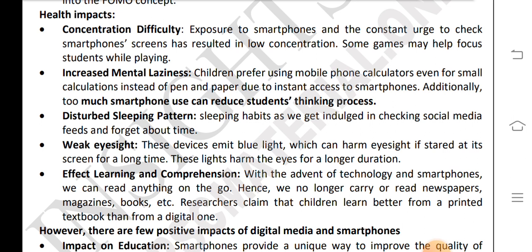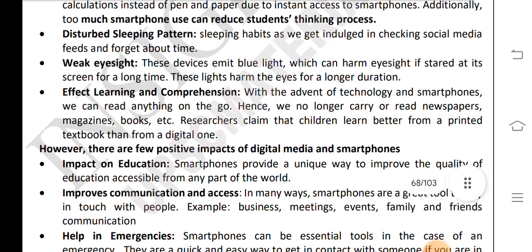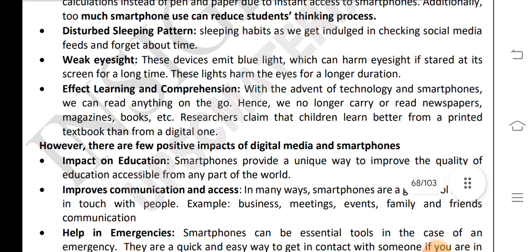Health impact. Concentration difficulties: exposure to smartphones and the urge to check smartphones and screens has resulted in low concentration. Some games may help focus students while playing, but they increase mental laziness. Children prefer using mobile phone calculators even for small calculations instead of pen and paper, due to instant access to smartphones. Additionally, too much smartphone use can reduce students' thinking ability.